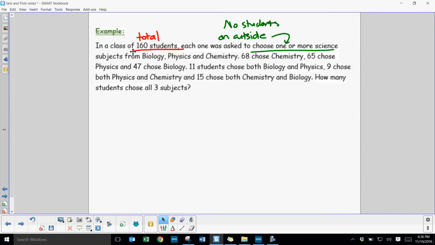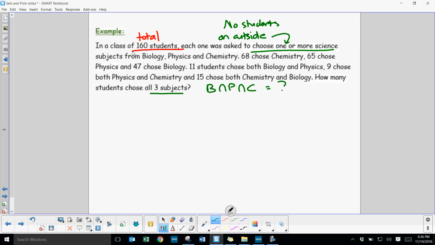So 11 students chose both bio and physics, 9 chose both physics and chem, and 15 chose both chem and bio. How many students chose all 3 subjects? So they want to know the intersect of all of them. So basically they want to know what's the intersect of biology, physics, and chemistry. Just practicing writing out our notation as well.